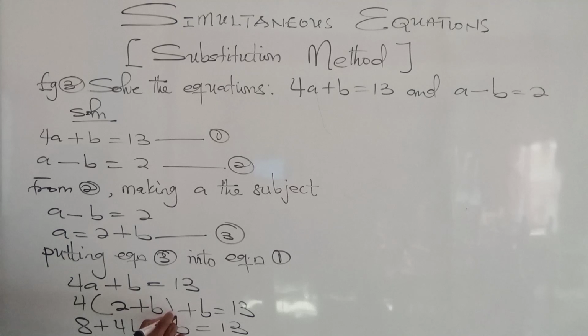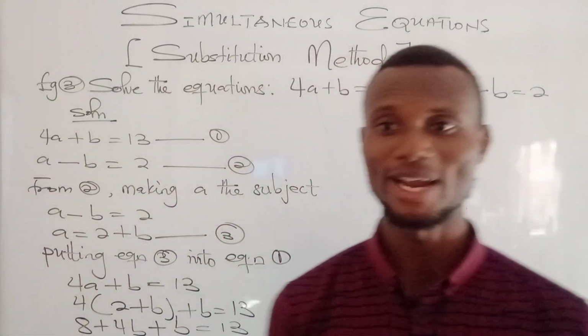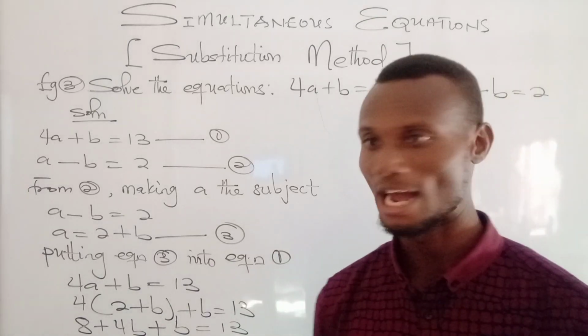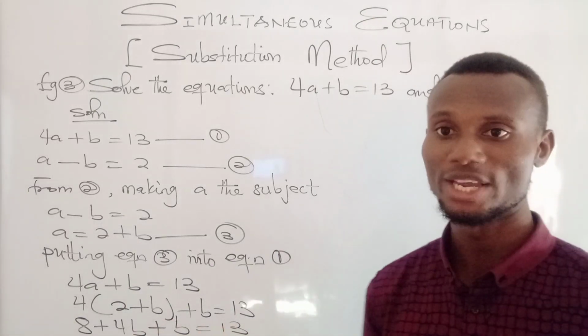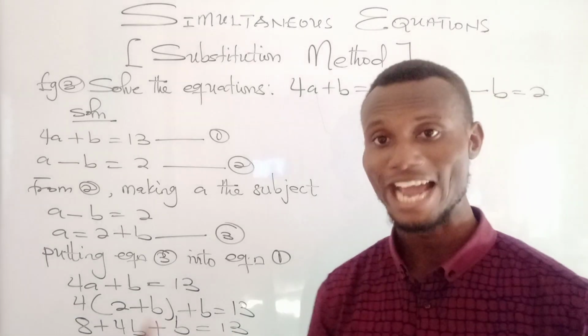So all that we did is to open our bracket. The 4 times the 2 gives 8, and the 4 times the positive b gives positive 4b. Then bring our plus b, which is here, equals our 13. I hope the explanation is clear enough and you understand up to this point. So we just opened our brackets. From here we just need to group like terms and solve further.